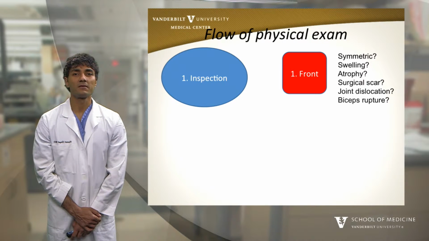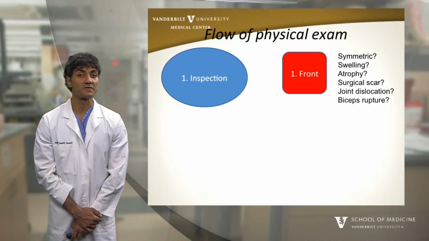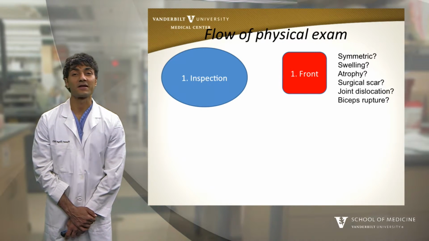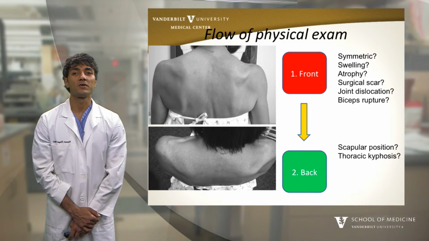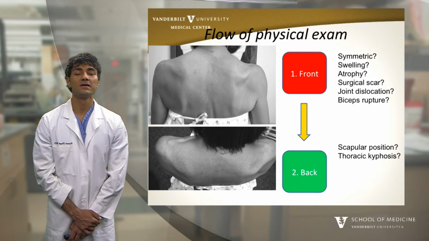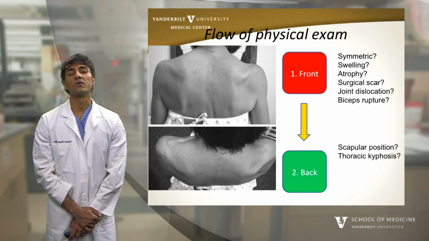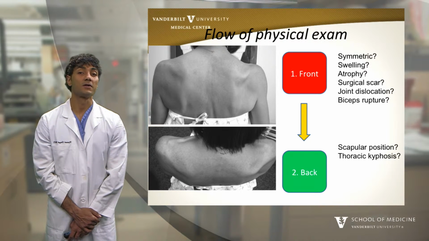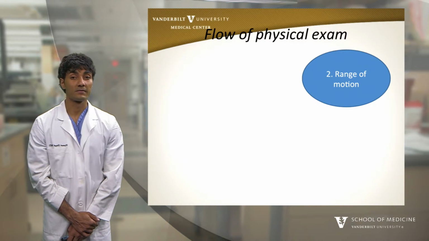Start first with inspection. Look at everything from past surgical scars down to atrophy of any particular muscle group, whether the joint is swollen, whether there's erythema in and around the joint. And look at the joint from the front and from the back. The back will give you a sense of how high or low the scapula actually sits on the thorax. In cases where somebody's had a previous trauma or a nerve denervation, the scapula may or may not sit appropriately along the thorax.